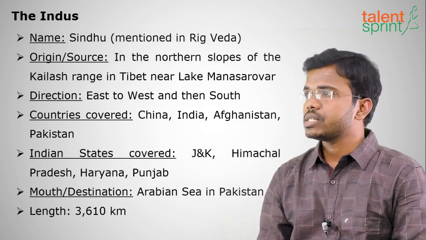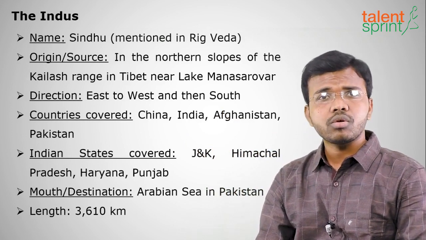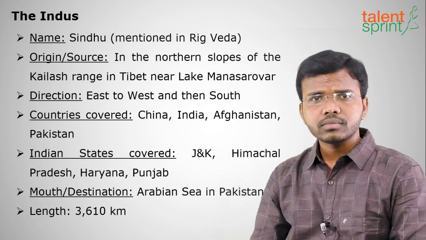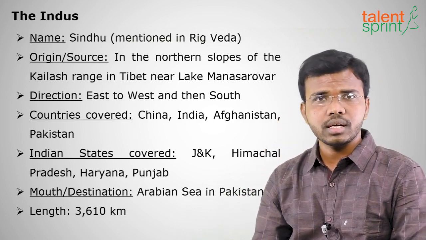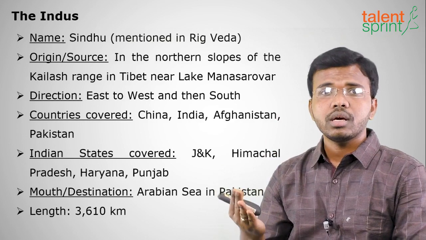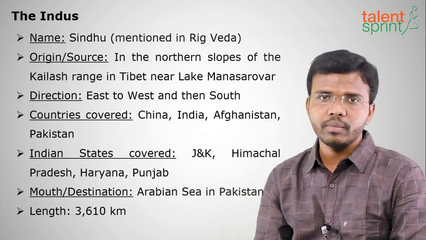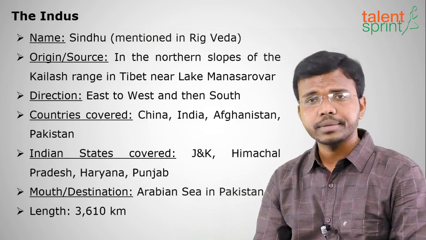So first we shall start with the Indus. Indus is also called Sindhu River. Earlier, Persians could not pronounce S, so they used to call S as H. They used to call the people around the Sindhu River Hindus. That's why the name Hindu has come, Hindustan, right?